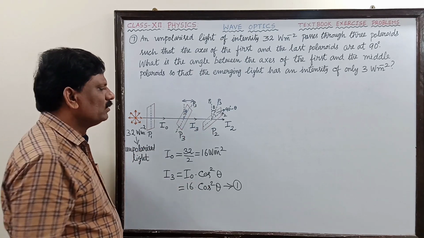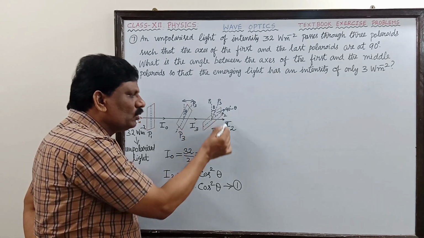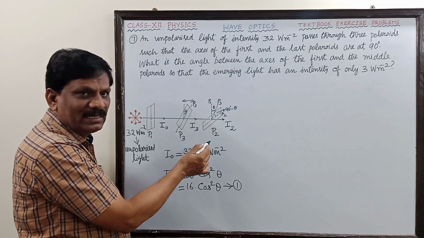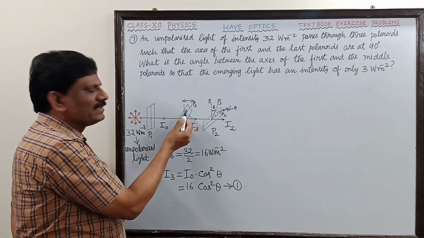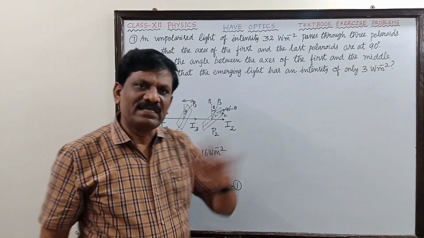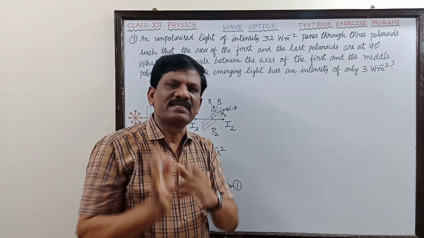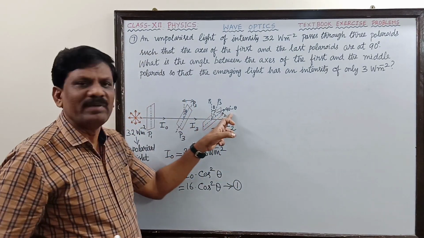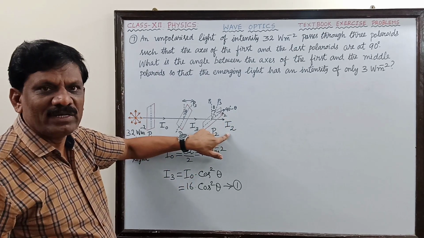Okay, now this intensity I3 is passing through the second Polaroid. The end Polaroid is the second Polaroid, isn't it? So the axis is now 90 minus theta, because the first and the last crystals are already crossed at 90 degree. The second one is kept at theta, means the angle between the second and the third must be equal to 90 minus theta. And the emergent intensity must be equal to what?